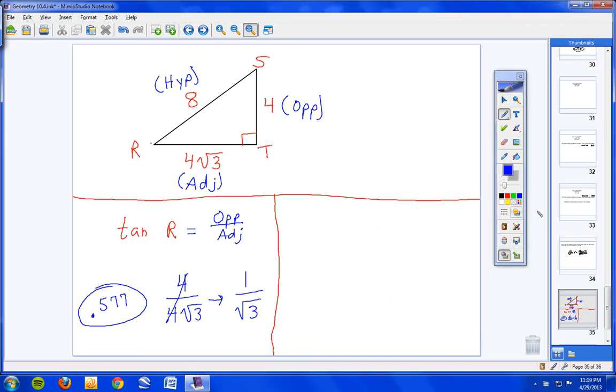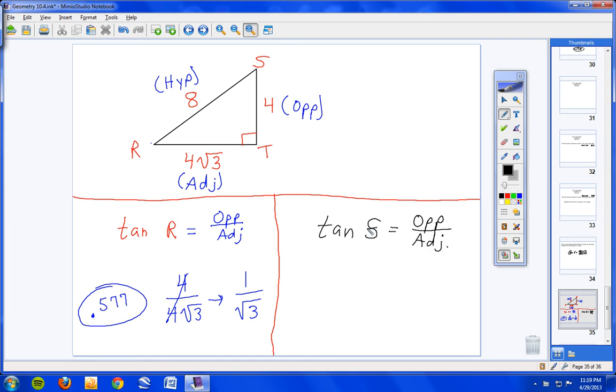Okay, now remember, practice makes perfect, or at least perfect practice makes perfect. Let's try another one. Write this down, please. What if I asked you to find the tangent of S? The tangent of S. Now we know what the formula is. Write this down. We know the formula of tangent is opposite over adjacent, right? We know that. All right.